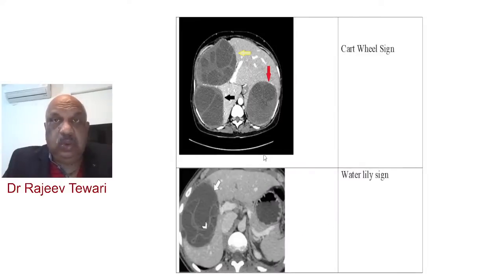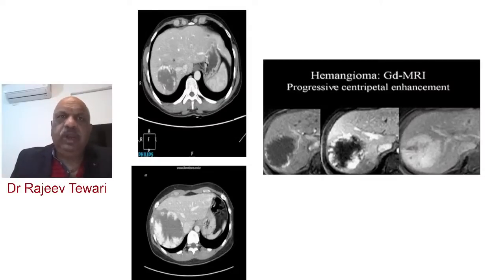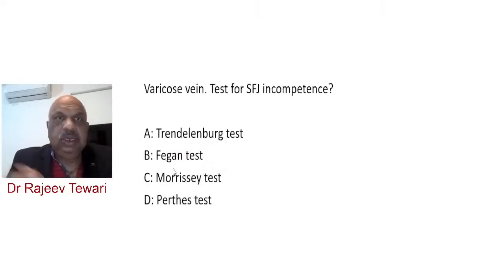Hydatid cyst: the two signs you need to remember are the cartwheel sign and the water lily sign. We had one question in INICET last month only, 2 months back. And for hemangioma, we have peripheral enhancement, the dye getting collected in the periphery. All this, of course, we have discussed already many times in grand test, in TND, etc.